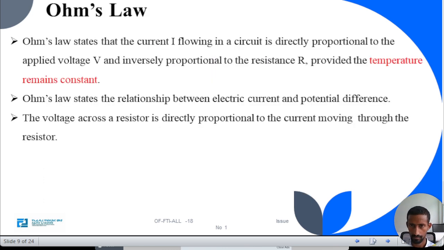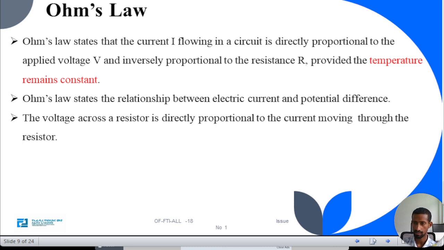What is Ohm's law? The next topic is Ohm's law. Ohm's law states that the current I flowing in a circuit is directly proportional to the applied voltage V and inversely proportional to the resistance R, provided that the temperature remains constant. If the temperature varies, this relation will not hold true.